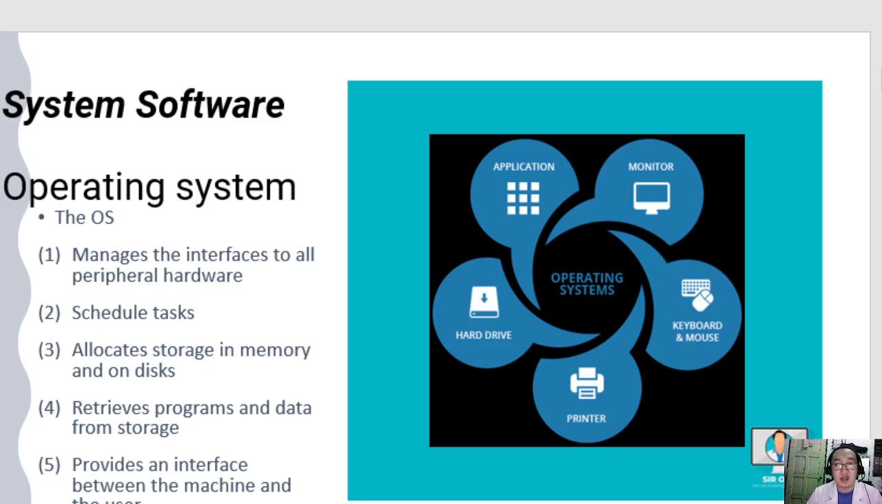And from time to time, if you have noticed, there are many new system softwares and many updates of system softwares, even in cell phones, as you have observed.